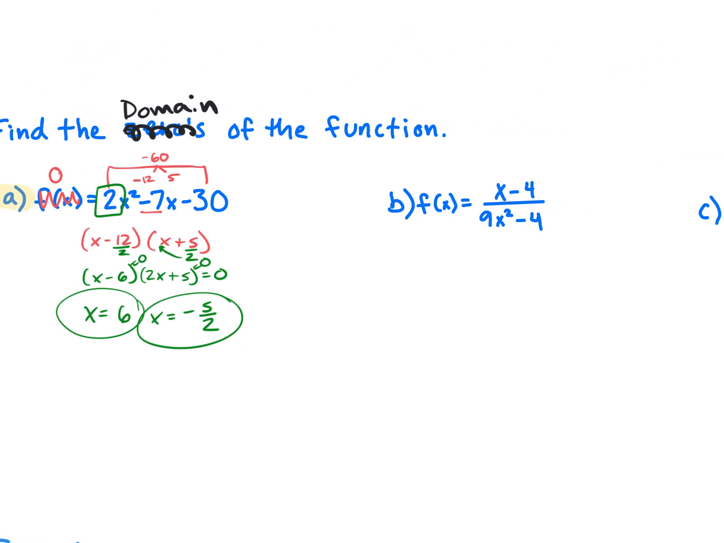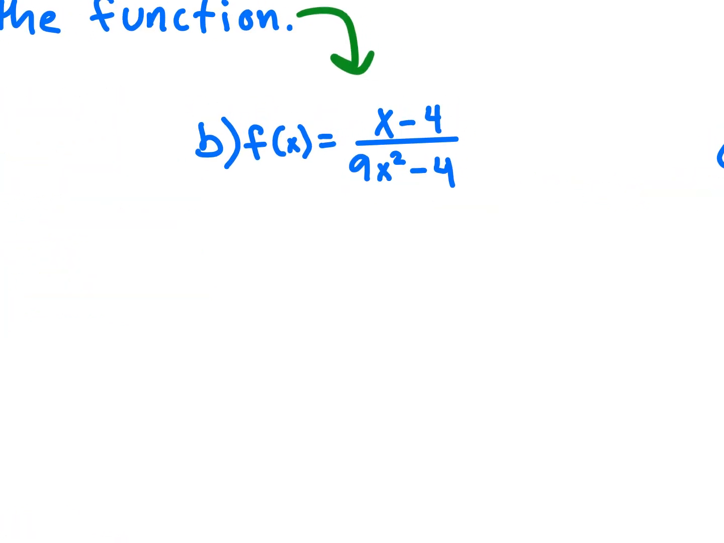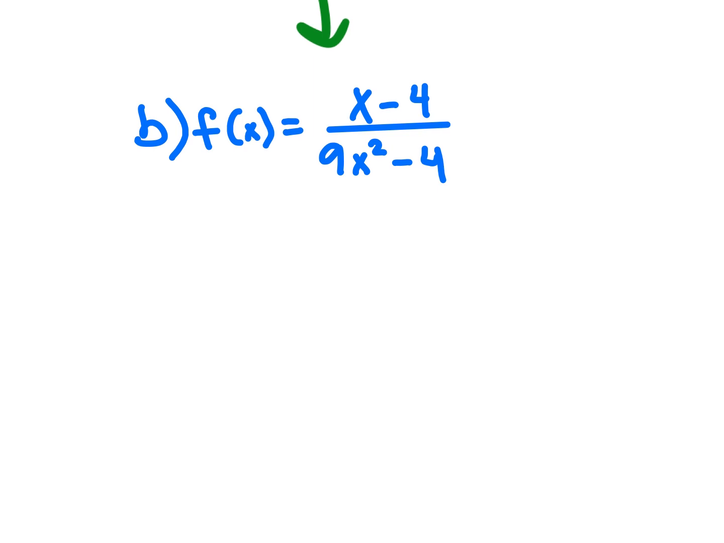All right, and then let's do B and let's find the domain. We can find the zeros here. How would we find the zeros for this? What do we do to find the zeros if we have a fraction? Just set the numerator equal to 0. So our zeros would be x equals 4.